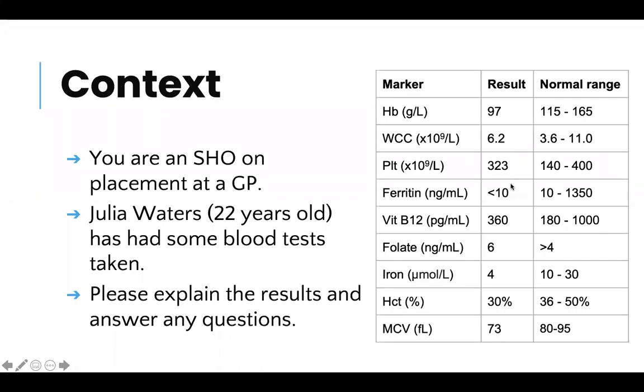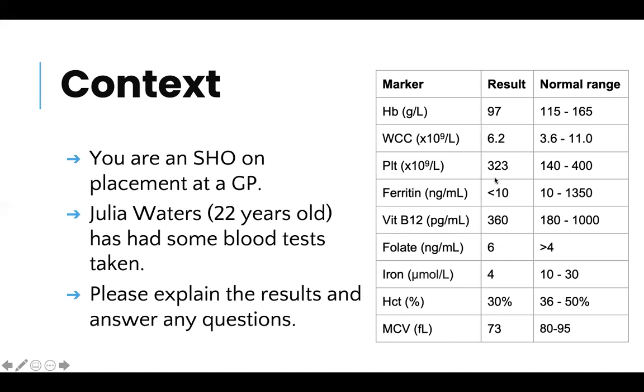Great, so I know we are running over time slightly. We've got a few more examples, if that's okay. So next one, you're a GP, and Julia Waters has had blood tests. So we're looking at HB, which is low, MCV, which is low, and ferritin, which is low. So that is again microcytic anemia. But if this patient had heavy periods, they were otherwise well, would you be concerned in a 22-year-old? No. Reproductive age group, wouldn't be concerned.